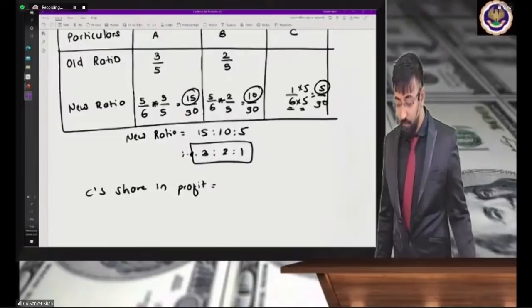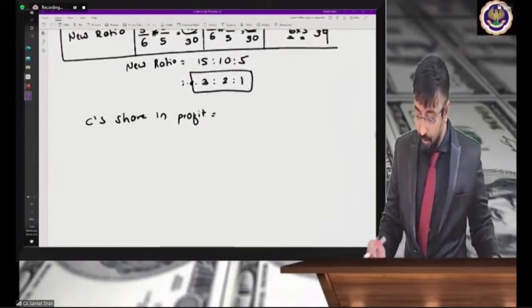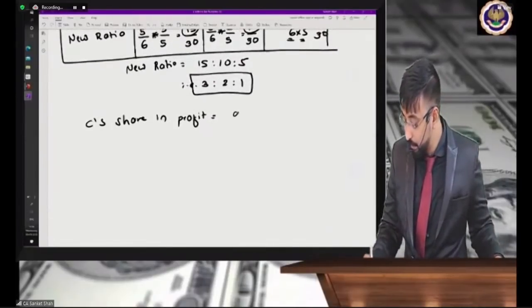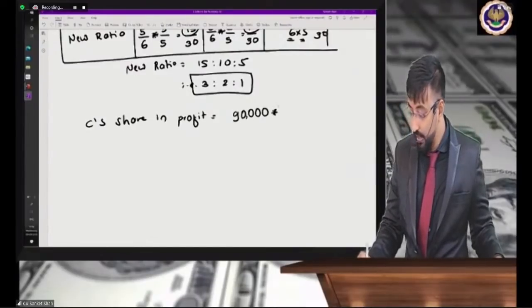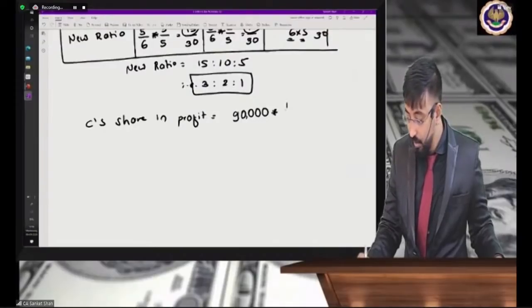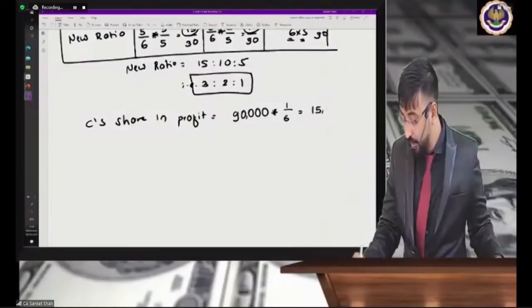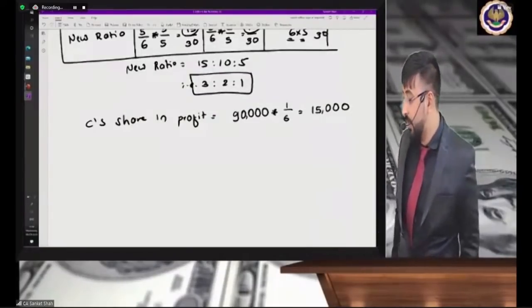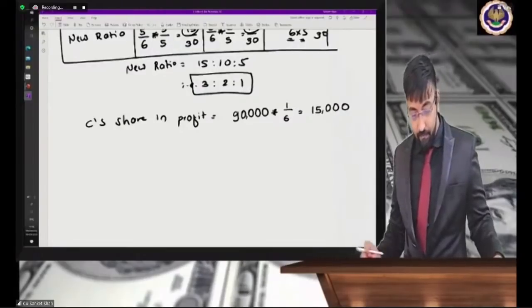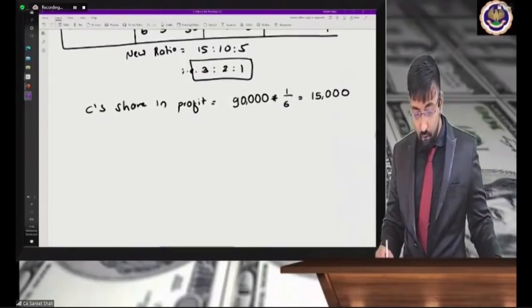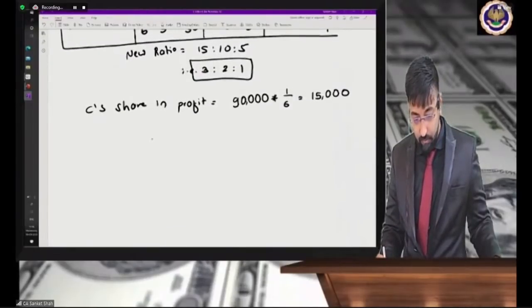C's share in profit. Now tell me, what is the profit, beta? 90,000. Last 3 zeros you have to cancel it. So 90,000 divided by, so he is getting 1 by 6. So this is 15,000. Last 3 zeros we have cancelled it. So rupees in 1000. Okay. So 90,000.